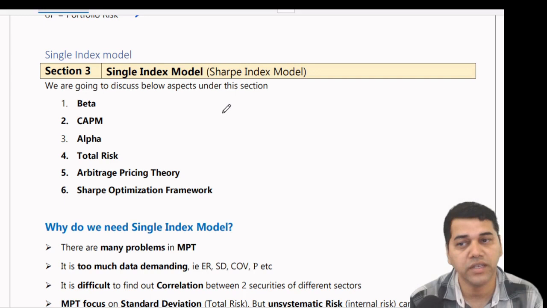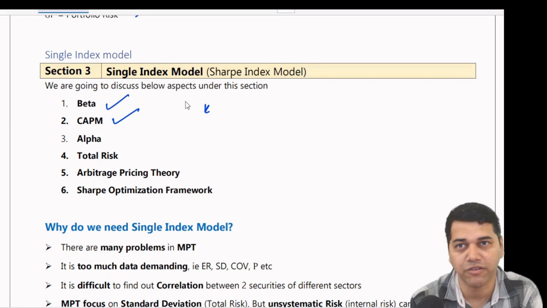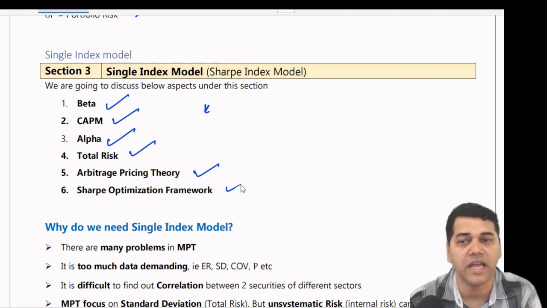So in the single index model, what are we going to learn? We are going to learn something called beta. I was always telling you in the security valuation chapter, we are going to learn something called CAPM, the capital asset pricing model. We have used KE is equal to RF plus beta into RM minus RF. If you see that equation, we have used it in security valuation. It's the same equation, Y is equal to A plus BX. Alpha, total risk, arbitrage pricing theory, and Sharpe optimization framework. These six aspects we are going to learn in the single index model.